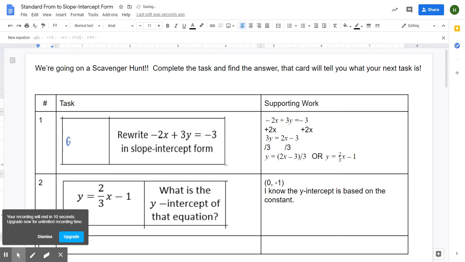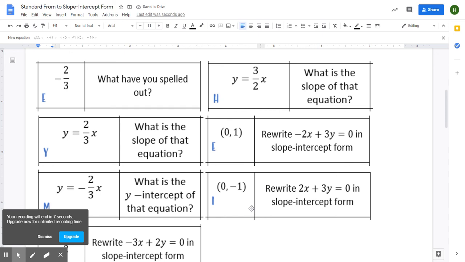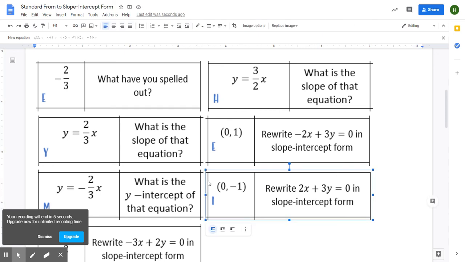So I'm now going to go and look for 0, negative 1. I can move that up, and that's going to tell me where to keep going.